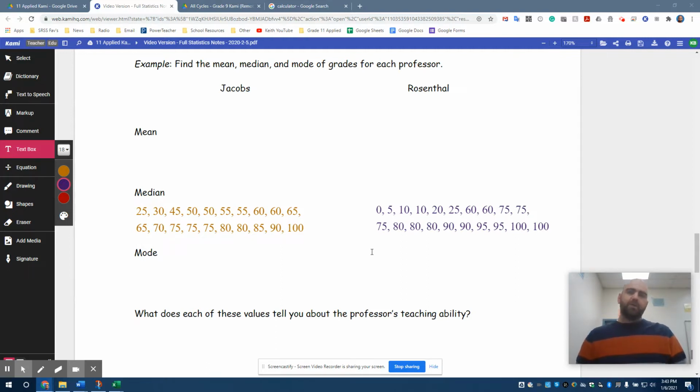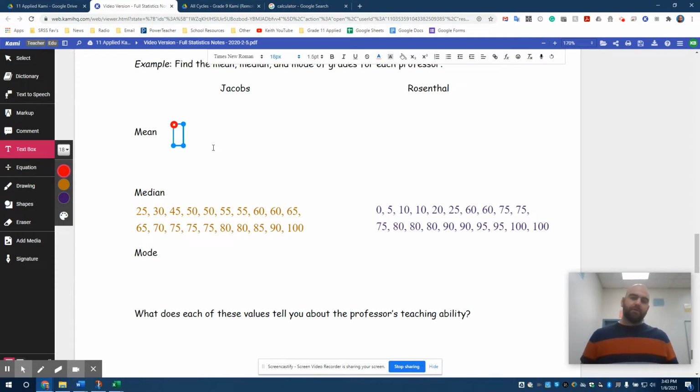But the first thing we want to do is find the mean of both of these professors. So we're going to try to solve for the mean, which is one of the ways of measuring central tendency, or one of the ways of measuring average. All three of these measure average in a certain way. We often talk about mean as the average, but they all measure average in their own way. So let's measure the mean.